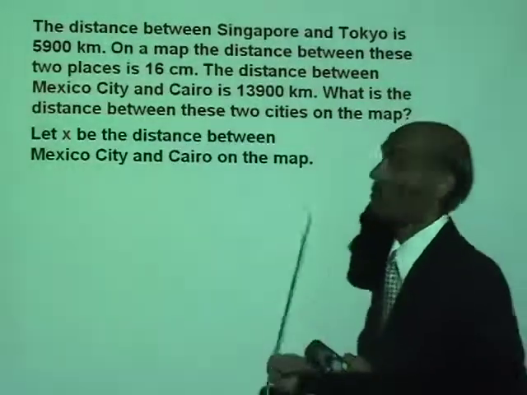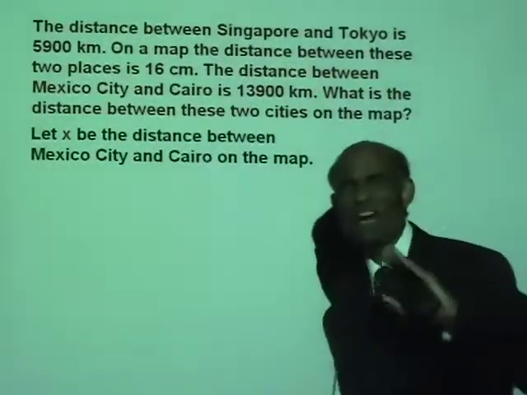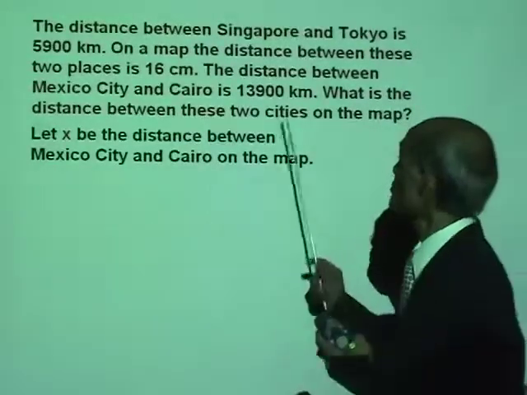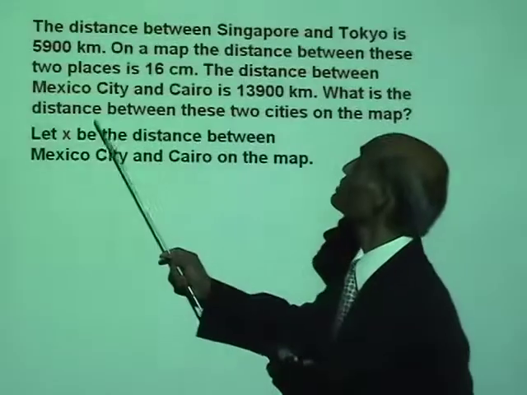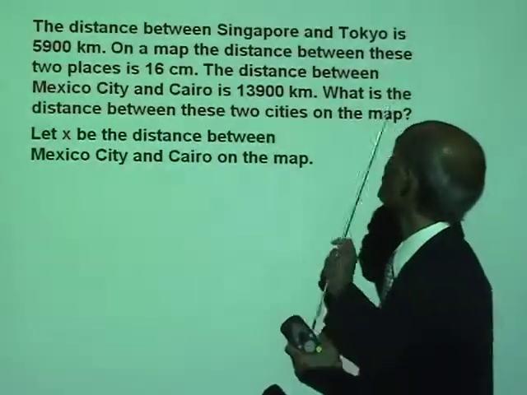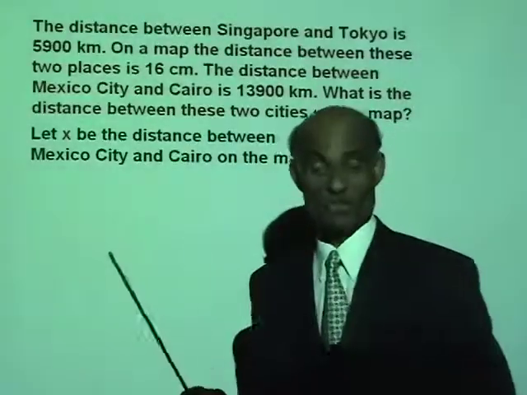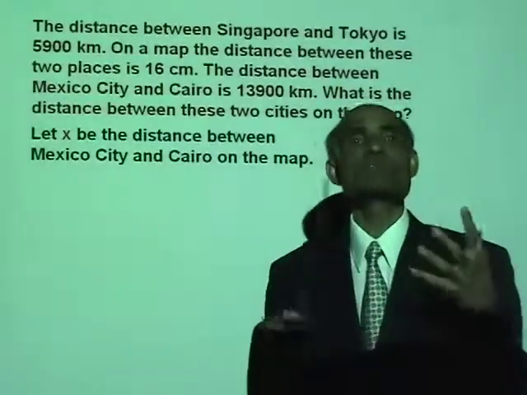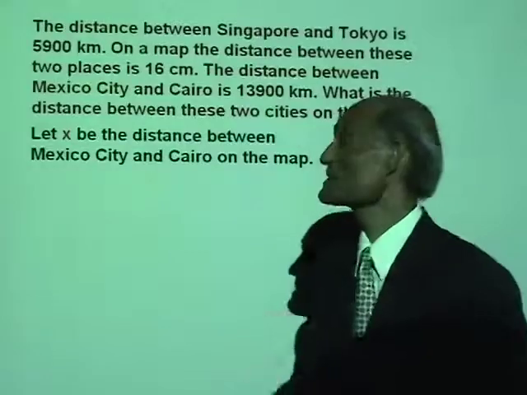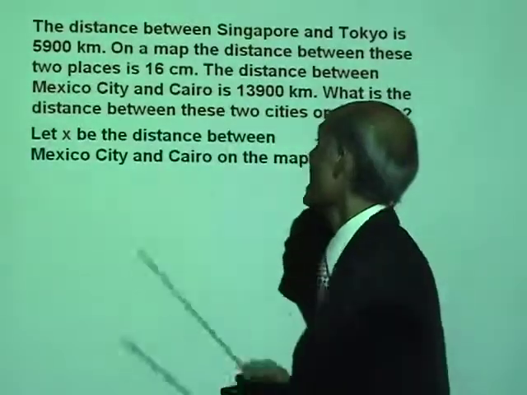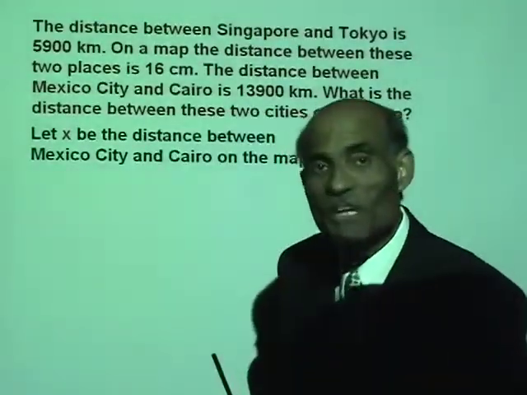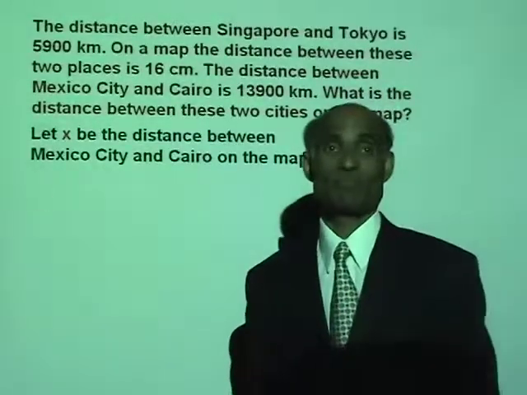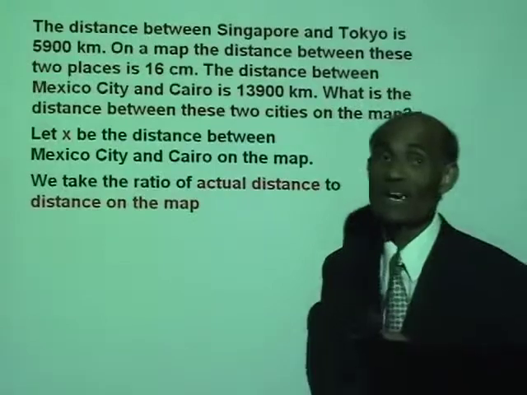First, remember, whenever you are asked to find something, call that something equal to x. The question here is, what is the distance between these two cities on the map? So start by saying, let x be the distance between these two cities. What are the cities? Mexico City and Cairo. Let x be the distance between these two cities on the map.